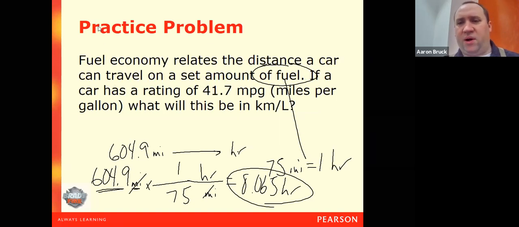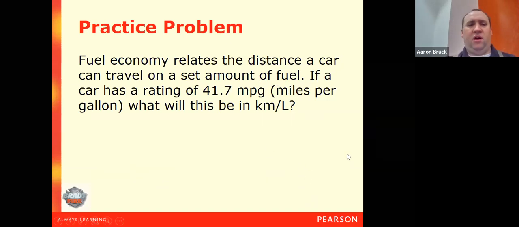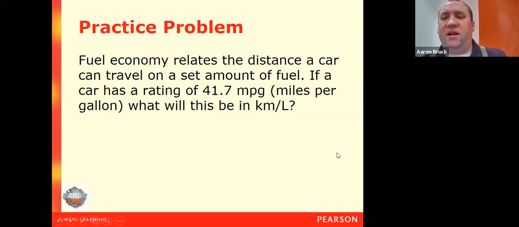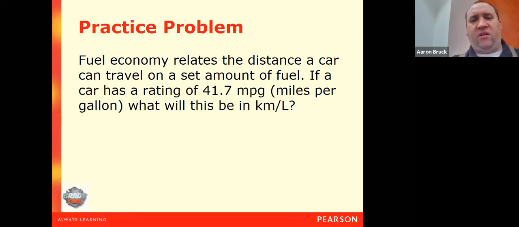Let's do another practice problem. This one is about fuel economy. Fuel economy tells us the distance that a car can go on a set amount of fuel. One current model has a rating of 41.7 miles per gallon. What would that be in kilometers per liter?